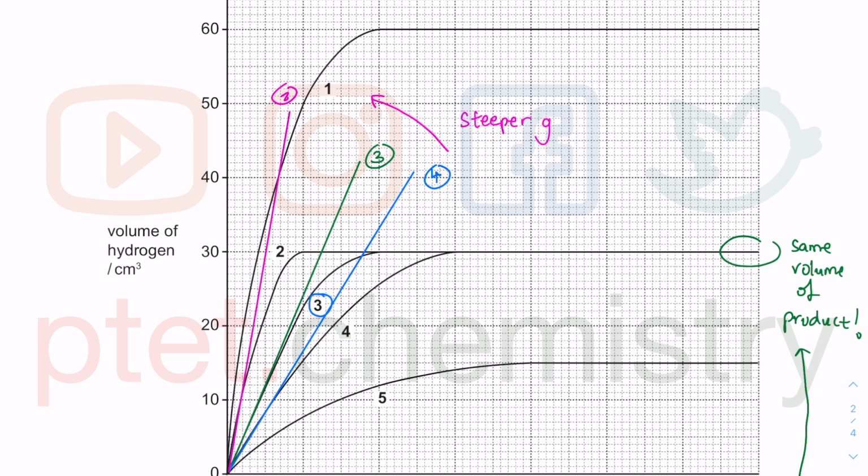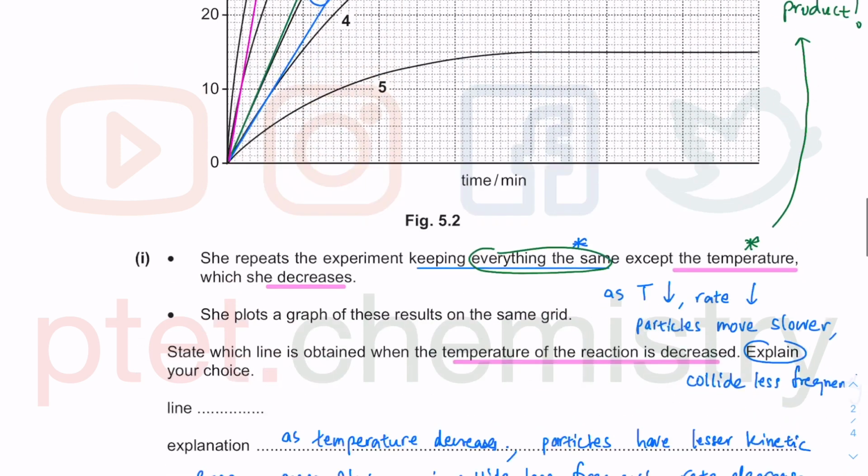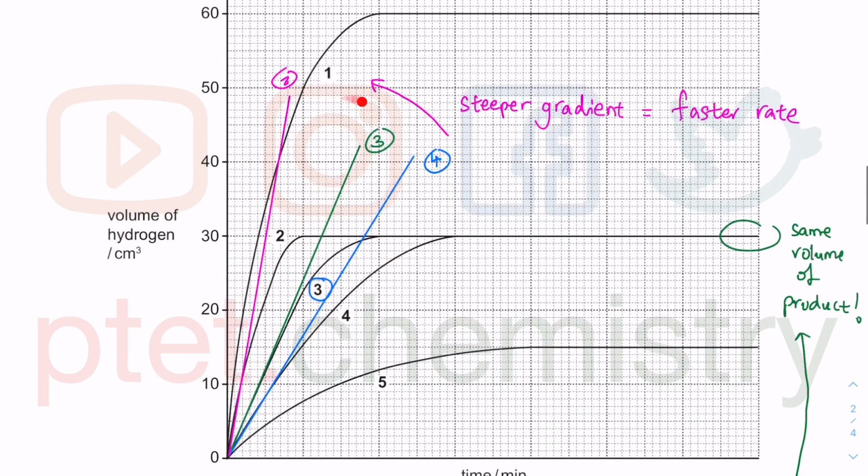Steeper, S-T-E-E-P-E-R. So a steeper gradient would mean a faster rate of reaction, because over the same period of time, you get a lot of gas being produced compared to these. That's why this is the fastest rate of reaction. You're just changing temperature. You go to lower temperature. As I mentioned, with lower temperature, the rate will be slower. So we want the slower rate.